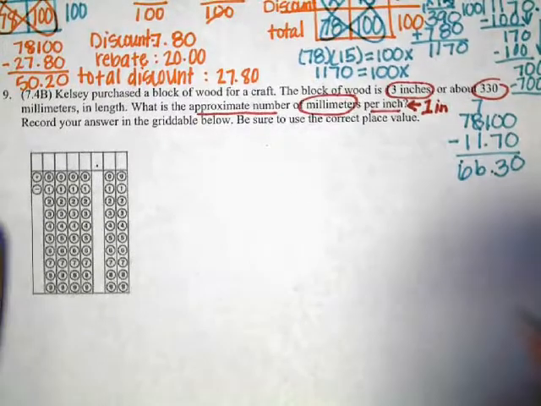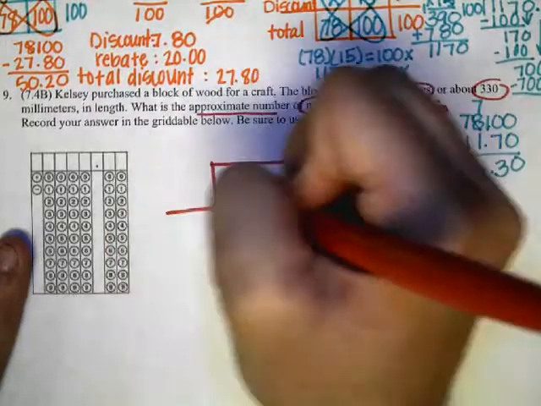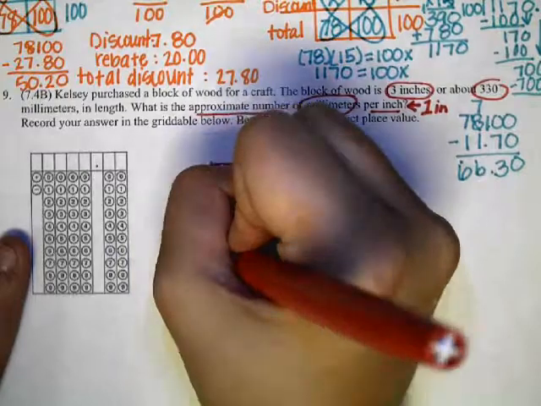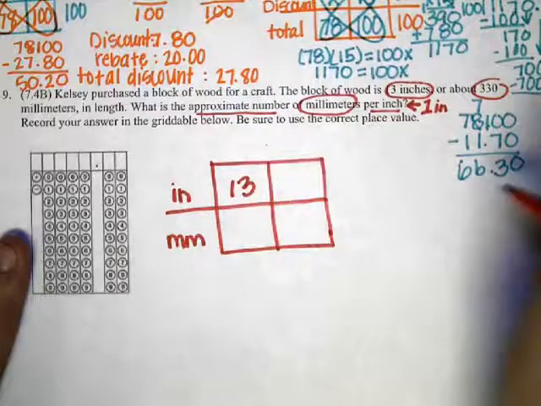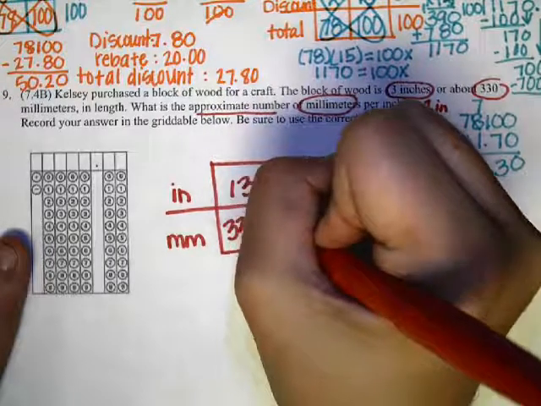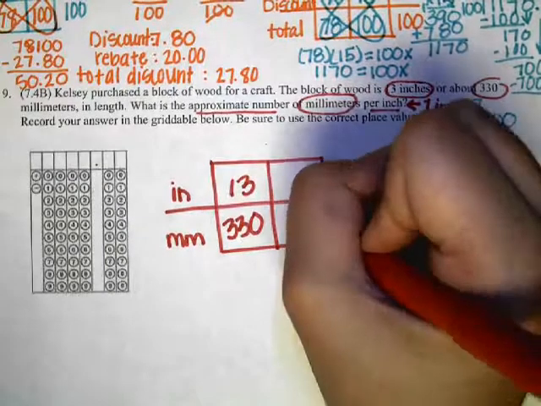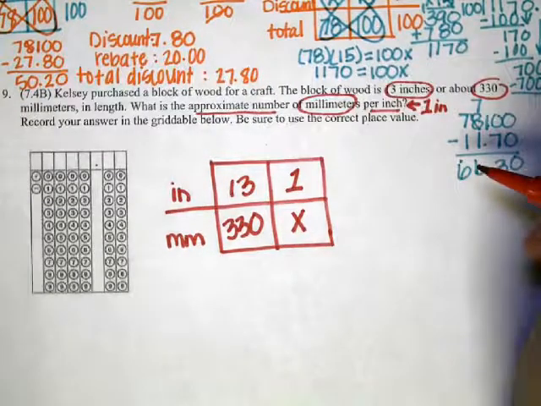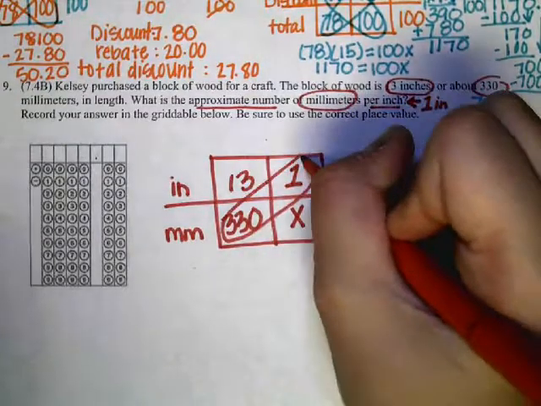We can create a box based on our units and solve. Our 2 units are inches and millimeters. We know that the block of wood is 13 inches or it's 330 millimeters. We want to know how many millimeters per inch, per 1 inch. Now that we created a box, we're going to create a cross product and solve for x.